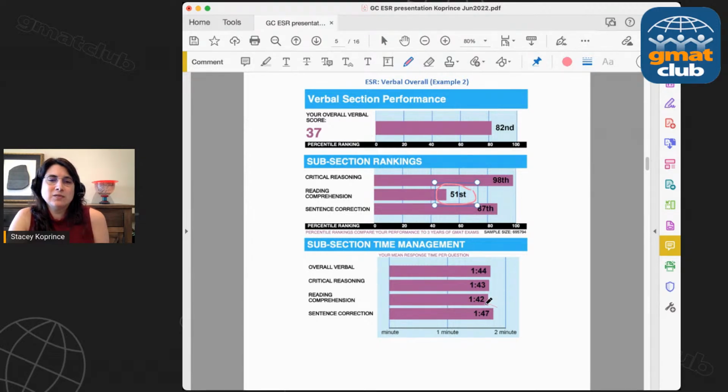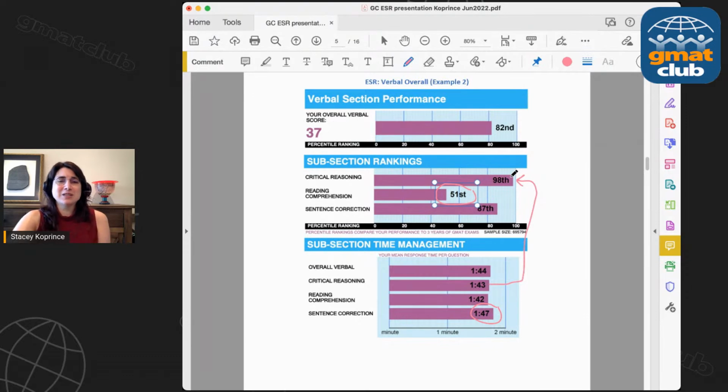The timing is even more in the same direction that we saw before. So some extra time going to sentence correction and then fast on CR and RC. But look at the difference this time. So this person's going super fast on critical reasoning, but it's paying off. So who cares? Great. Like keep doing what you're doing. I don't want to touch CR. Sorry, I think I said RC a second ago. CR.